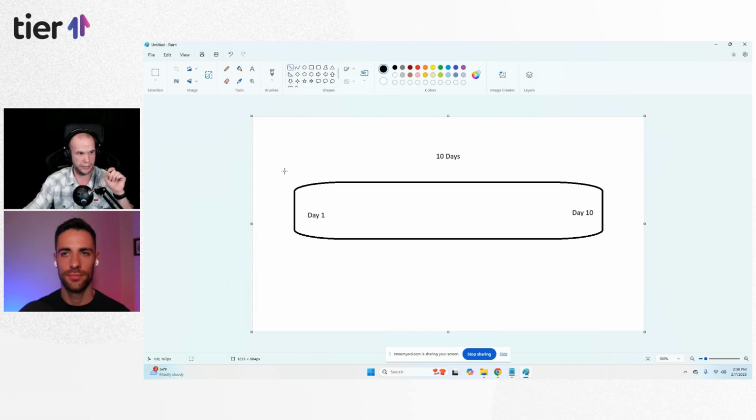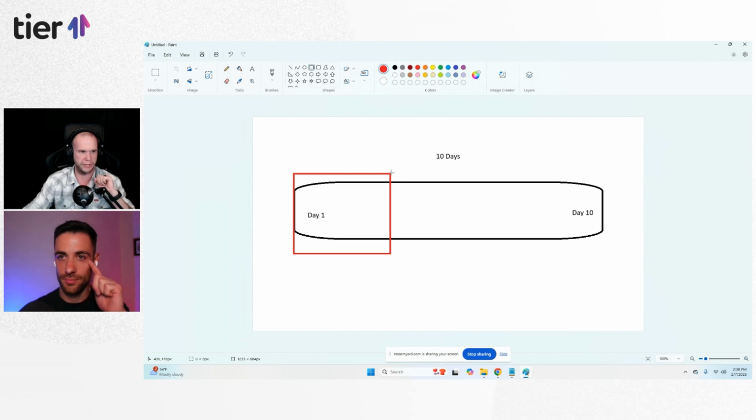In this stage here, day 1 through day 10, you primarily have 3 buckets of users. Bucket number 1 is going to be over here. These are the people who just found out about you within the last 24 to 48 hours. These are the day 1 people. And then you have this larger middle bucket here. These are people who are being engaged with your content.